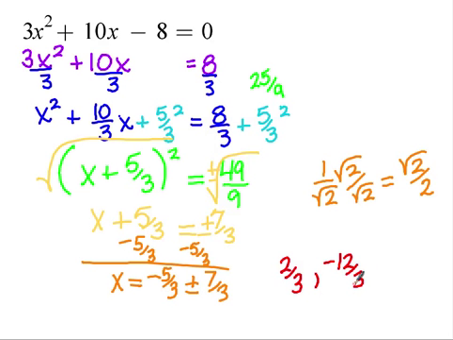Can I simplify any of those? Negative 12 thirds is what? Negative 4. So those are your 2 solutions. You could have answers with square roots. That's fine.